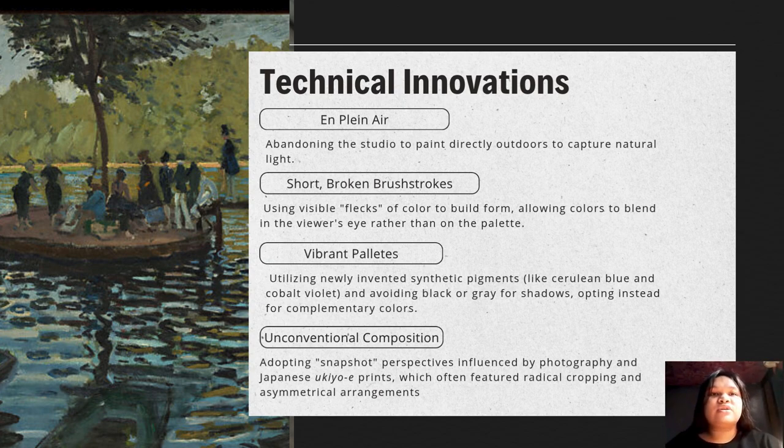Then we have short, broken brushstrokes using visible flecks of colors to build form, allowing colors to blend in the viewer's eyes rather than on the palette. Then next, we have vibrant palettes, utilizing newly invented synthetic pigments like cerulean blue and cobalt violet, and avoiding black or gray for shadows, opting instead for complementary colors.